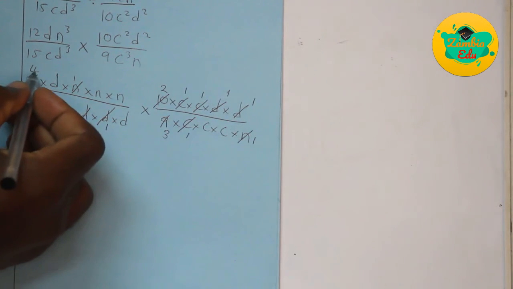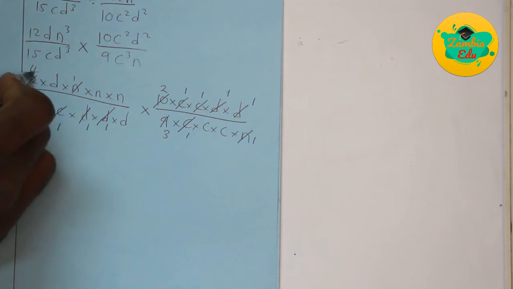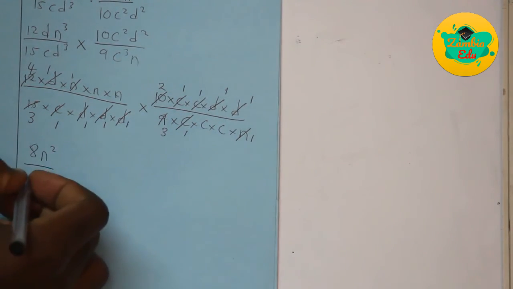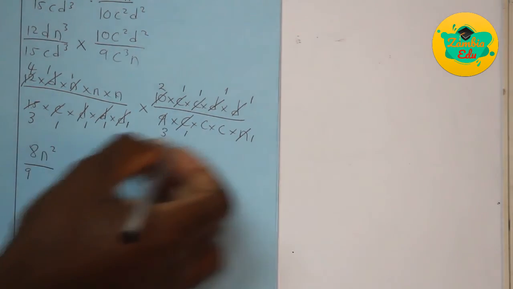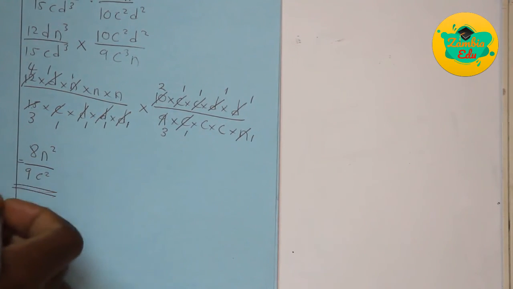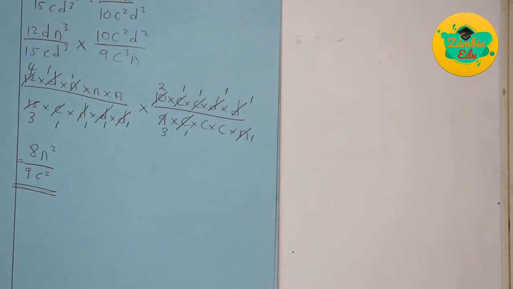Okay, so 4 times 3, which will be a 9. Then we have C squared. That becomes our answer in that way.